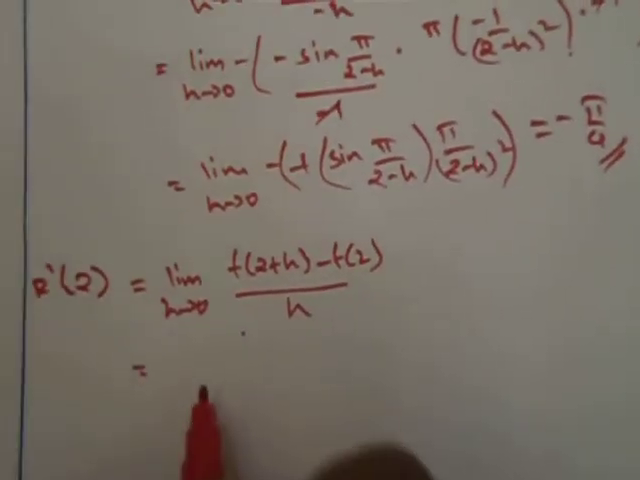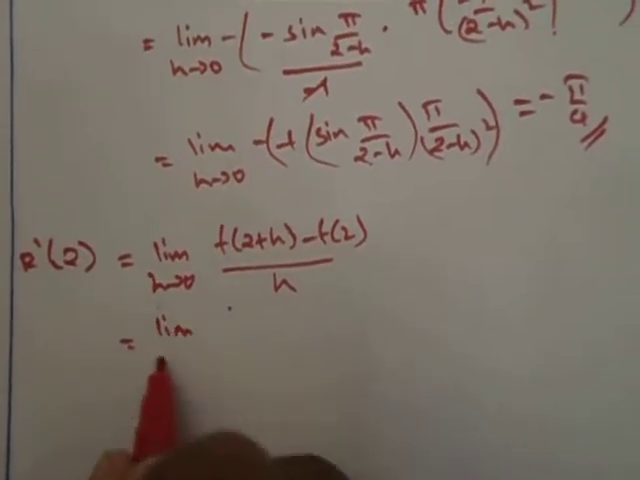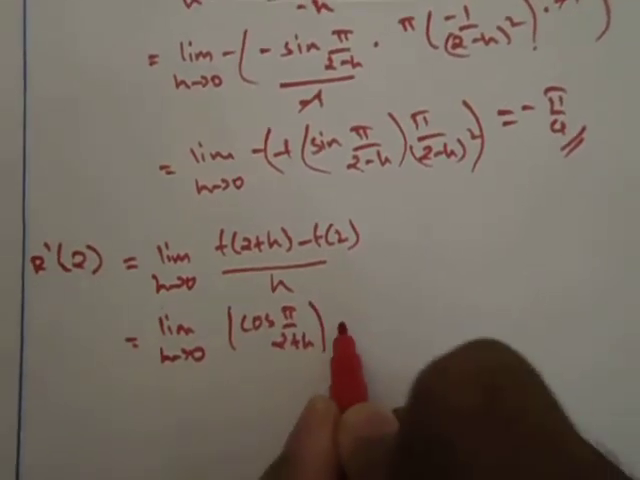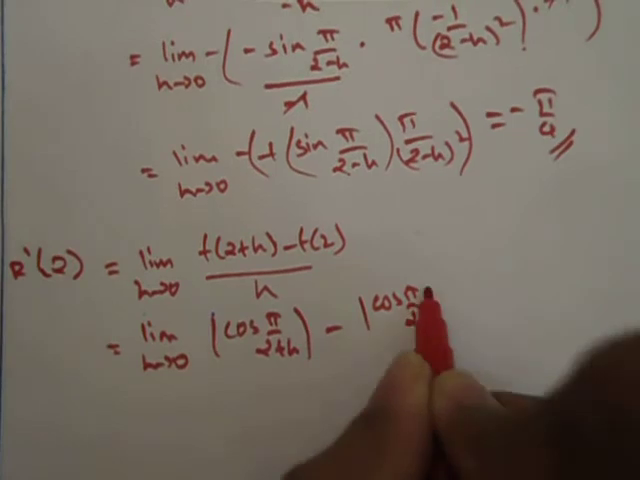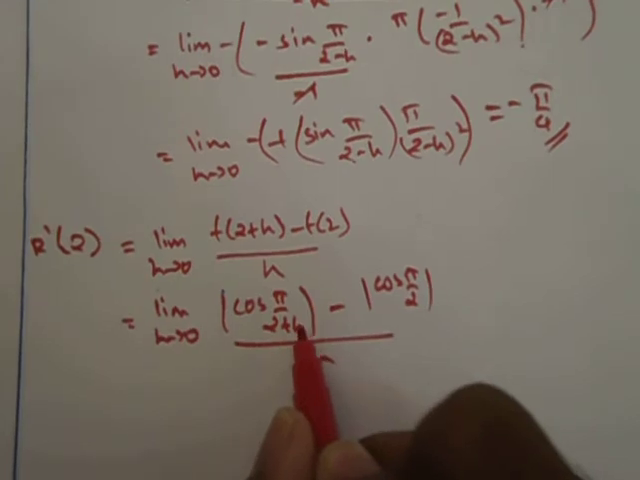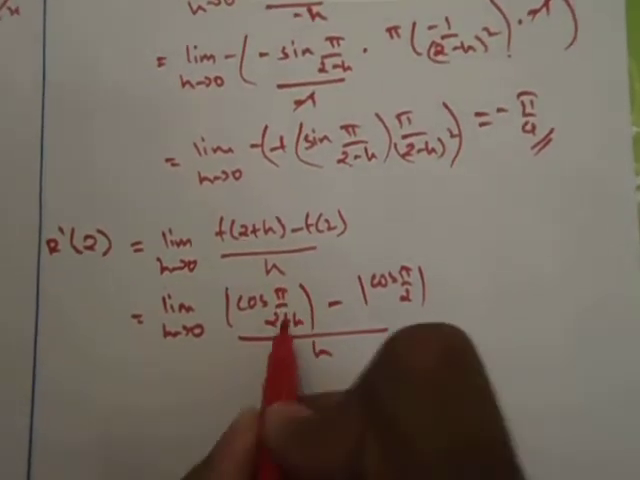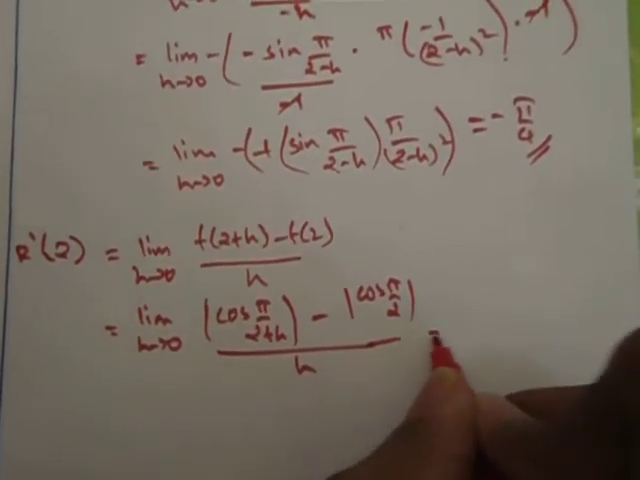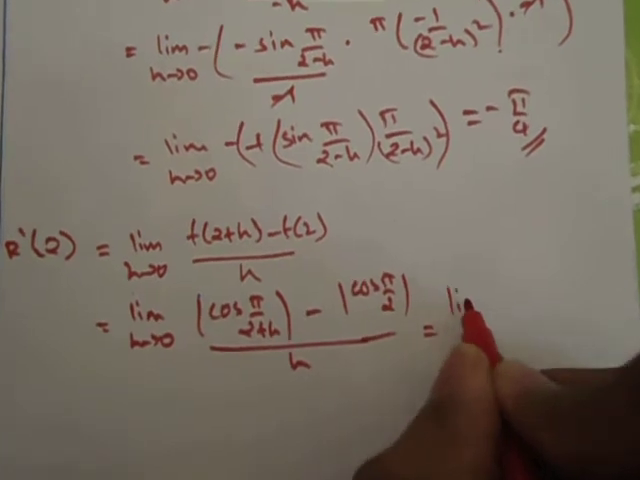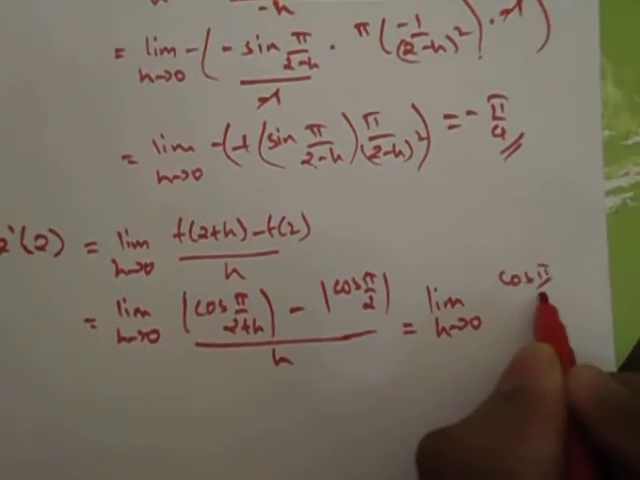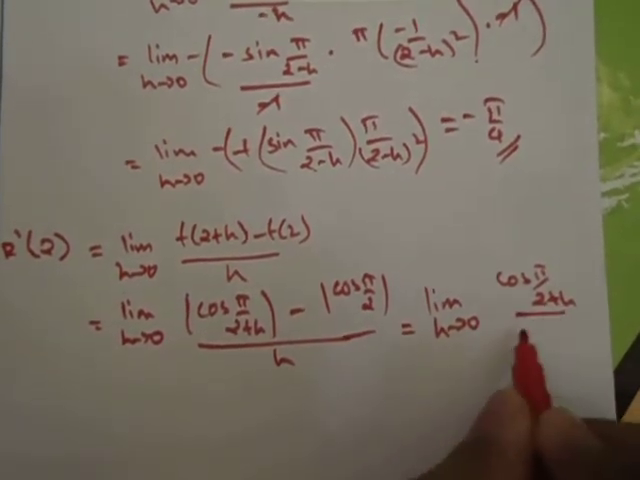And continuing with the right hand derivative, we get this. Replacing, we get limit h tends to 0 modulus of cos pi by 2 plus h minus cos pi by 2 by h. In this case, since we are adding h to the denominator, the angle lies in the first quadrant, and therefore cos in the first quadrant is positive, so it remains positive. So when we remove the modulus, we get limit h tends to 0 cos pi by 2 plus h. Cos pi by 2 is 0, by h.